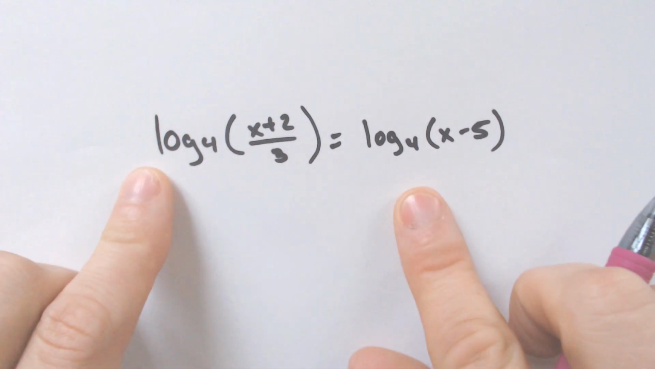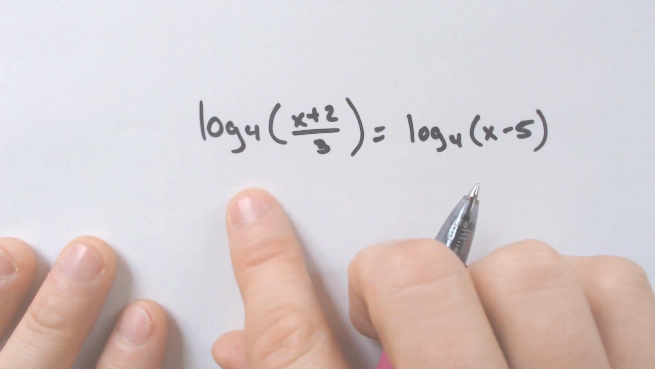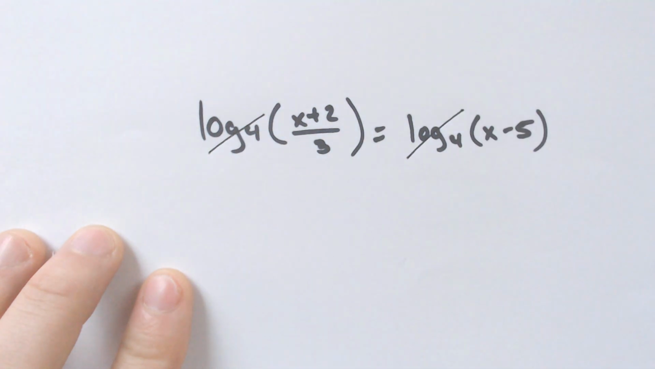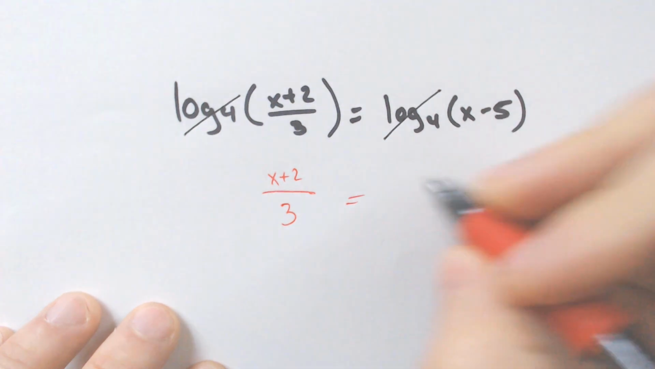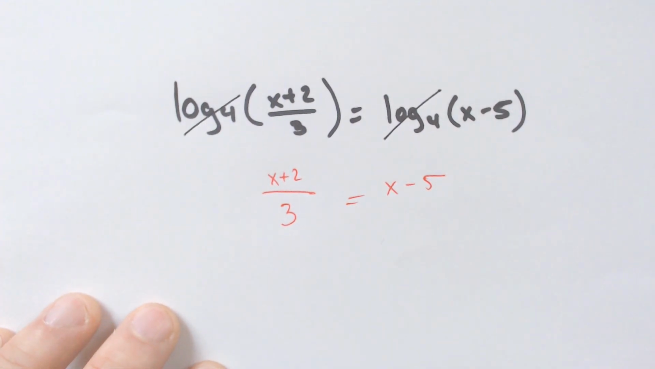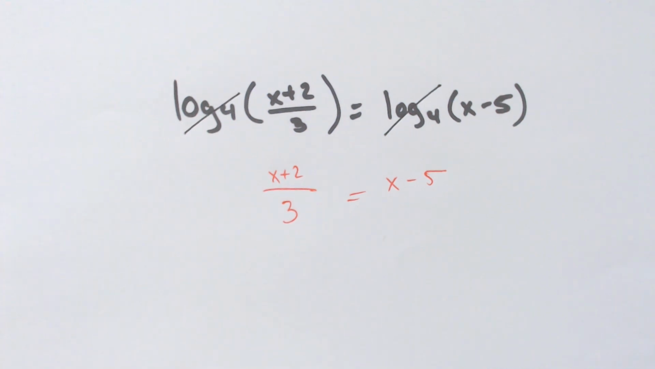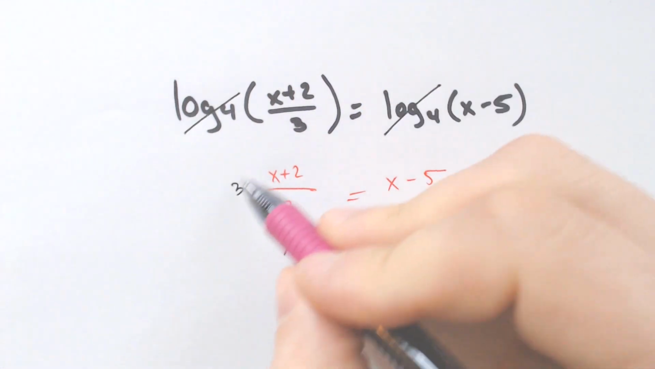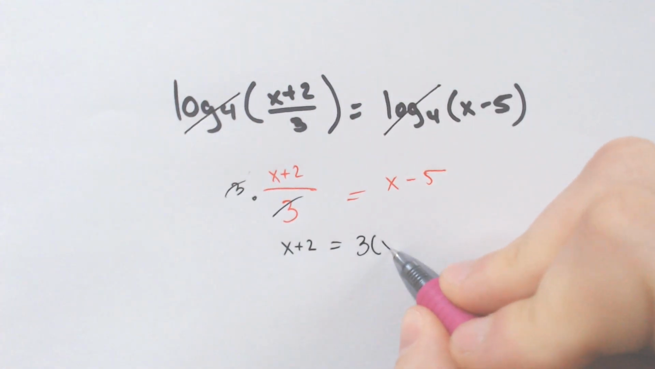Moving right along. So we got log base 4 on this side. By the way, it would not matter if this was log 4 or ln or log 3000. It doesn't matter. As long as they are both the same, they cancel out. So that would leave me with x plus 2 over 3 equals x minus 5. In order to get rid of this 3, we would have to multiply by 3 on both sides. So I would get x plus 2 equals, if I multiply by 3, that cancels that fraction out because currently it's dividing, equals 3 times x minus 5.